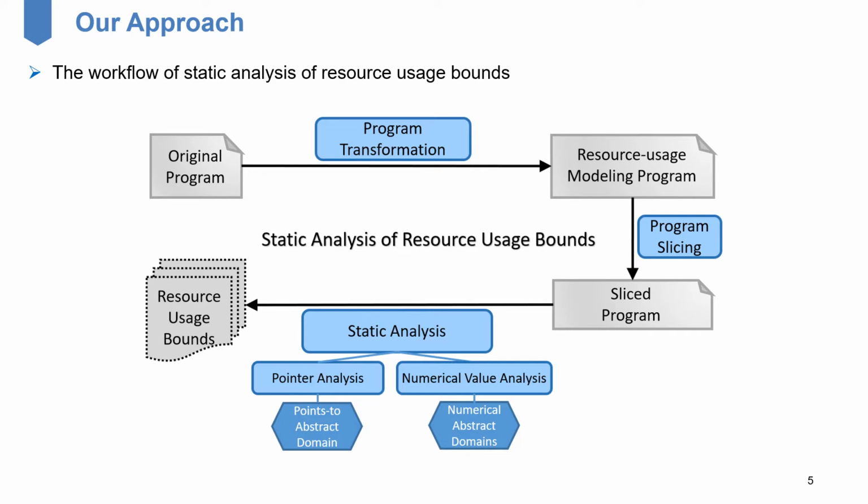Thirdly, to meet the challenge, we leverage our approach, which we call static analysis of resource usage bounds. In this page, the figure shows the workflow of it. The workflow can be divided into 3 steps. Step 1, from the original program or resource usage modeling program, we check resource usage by program transformation. Then step 2, we reduce program scale by program slicing and get the sliced program. In the final step 3, we use static analysis based on abstract interpretation to derive resource usage invariants. From now on, we illustrate our approach via an example step by step.